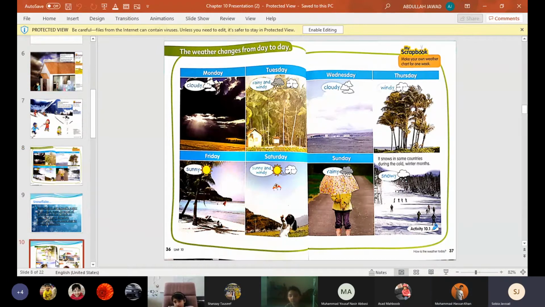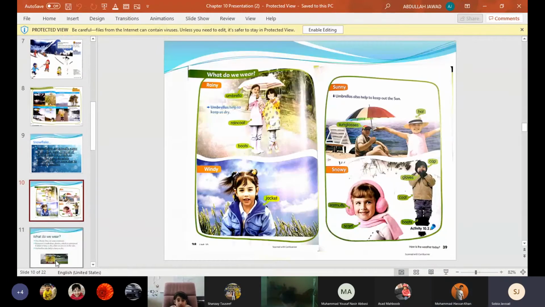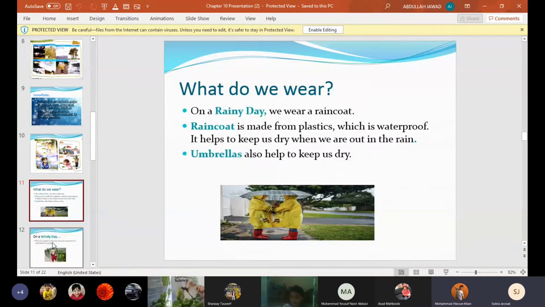It never remains the same. Okay, see children, in rainy weather they are using a raincoat, boots, and umbrella, and in windy weather, she's using a jacket. In sunny weather, sunglasses and a hat to keep herself safe. In snowy weather, earmuffs, scarves, boots, coat, and gloves they are using. So we use different types of clothes also. On a rainy day, we wear a raincoat.